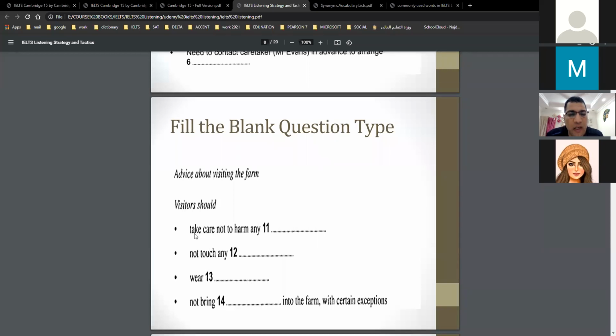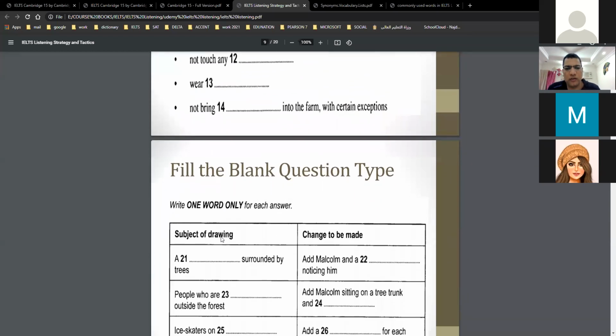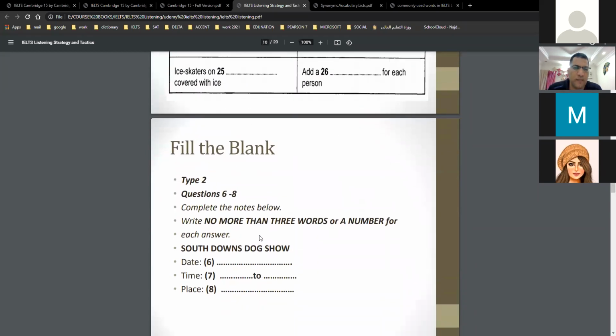Okay, thank you. Look here, take care not to harm any, not touch any, wear space, not bring space into the form with certain exceptions. I mean, he will answer number 11, then 12, then 13, then 14. But again, don't get bored. He will not use the same words. Okay, let's move on. Again, here, another form, 21, 22, and so on. He will go in order using different words.